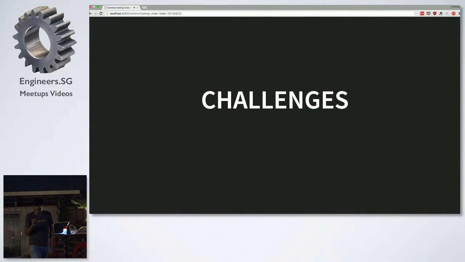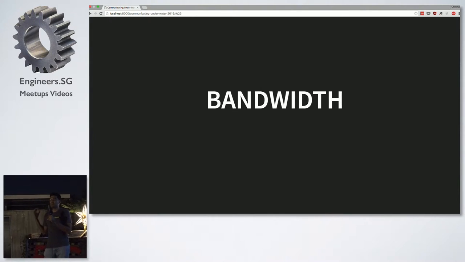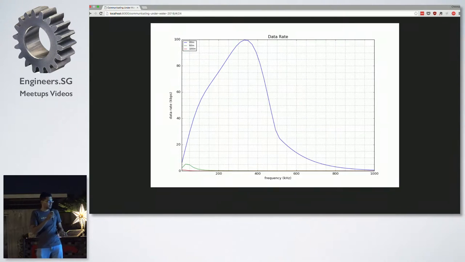But it's not so simple. There are a lot of challenges using sound to communicate underwater, and I'll go through some of them. One of the problems we have is bandwidth. I showed you the meter earlier with my house getting 89 megabits per second upload rate. That's the kind of stuff you get in wireless networks today. We are nowhere near that in acoustic networks underwater. We get much, much less.